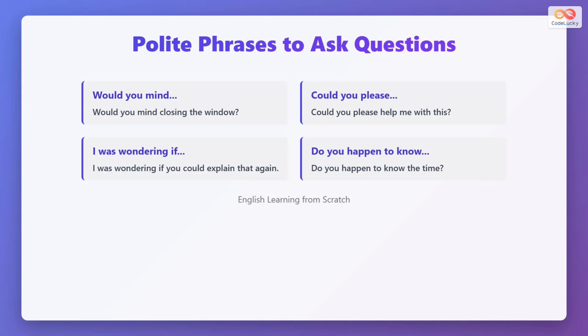Sometimes we use polite phrases like would you mind, could you please, I was wondering if, or do you happen to know to ask questions politely. These phrases make the question gentle and respectful.